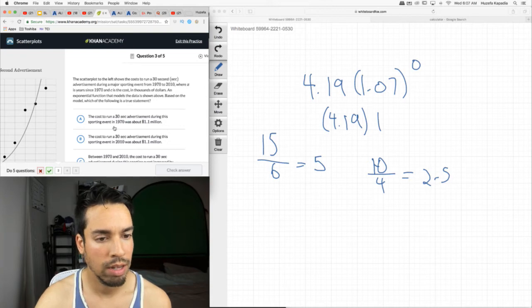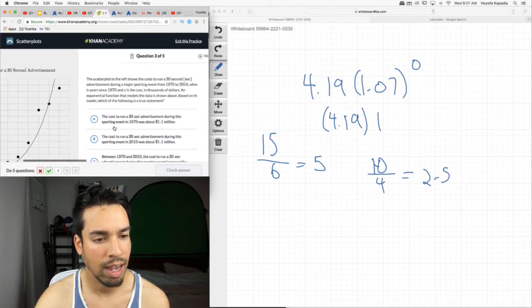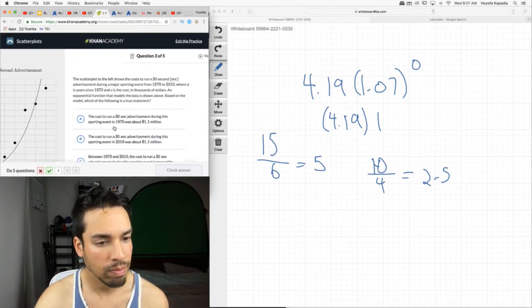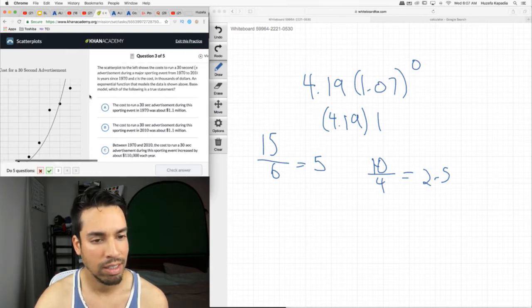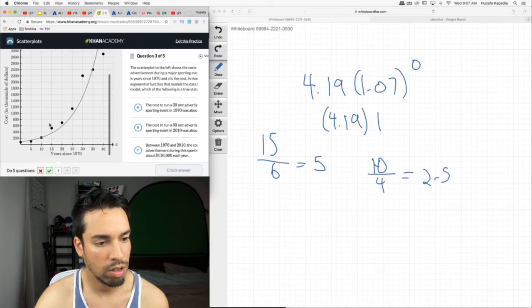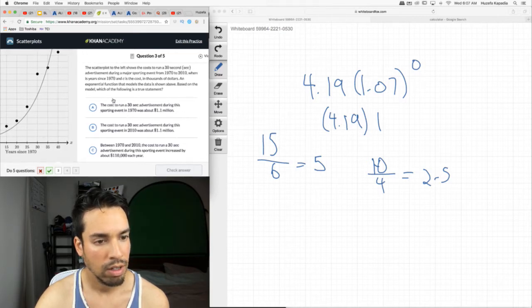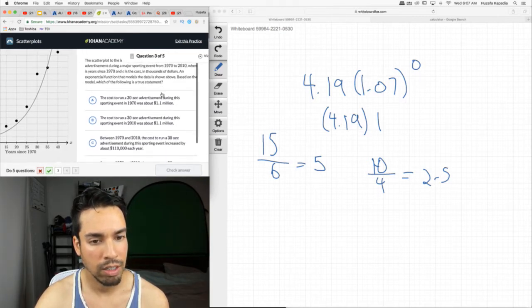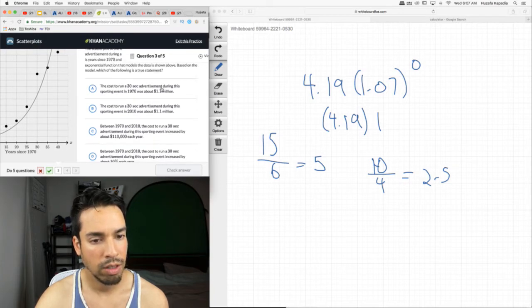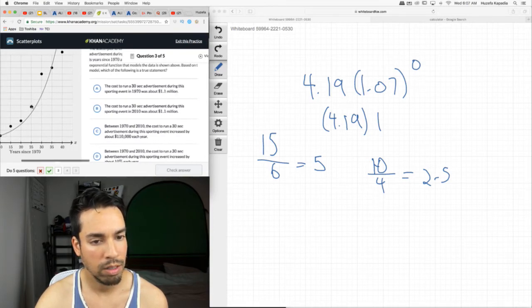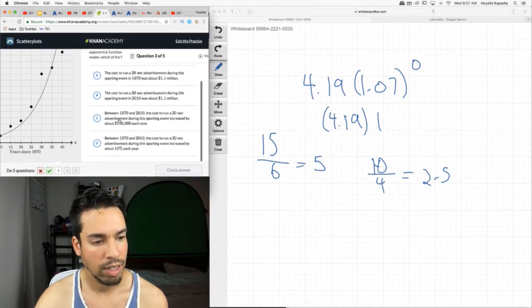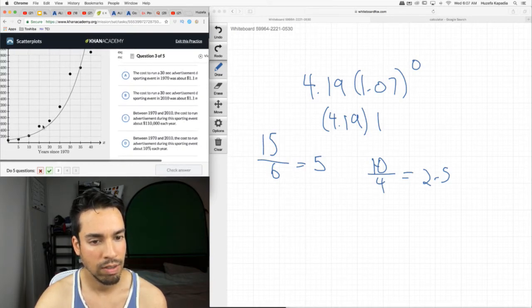The scatterplot shows the cost to run a 30-second advertisement during a major sporting event from 1970 to 2010, where X is years since 1970 and C is cost. So we have cost here and years since 1970. An exponential function that models the data is shown above. Based on the model, which of the following is a true statement? The cost to run a 30-second advertisement during the sporting event in 1970 was about 1.1 million, or sorry, 1.1 million. So again, at 0, this is 1970.